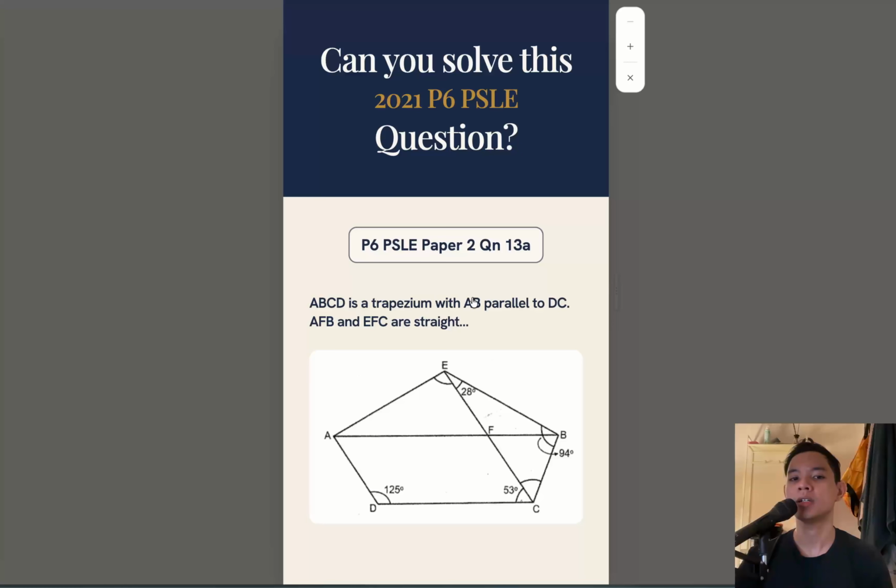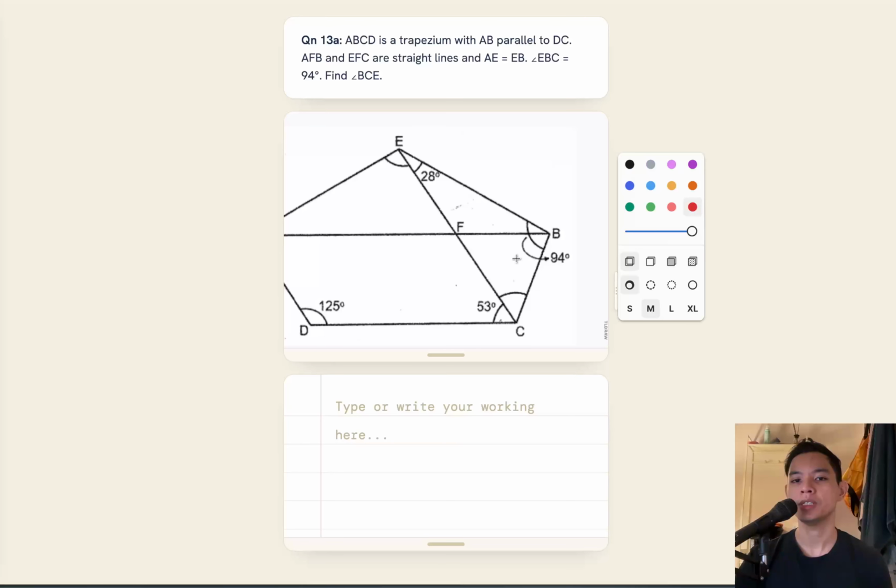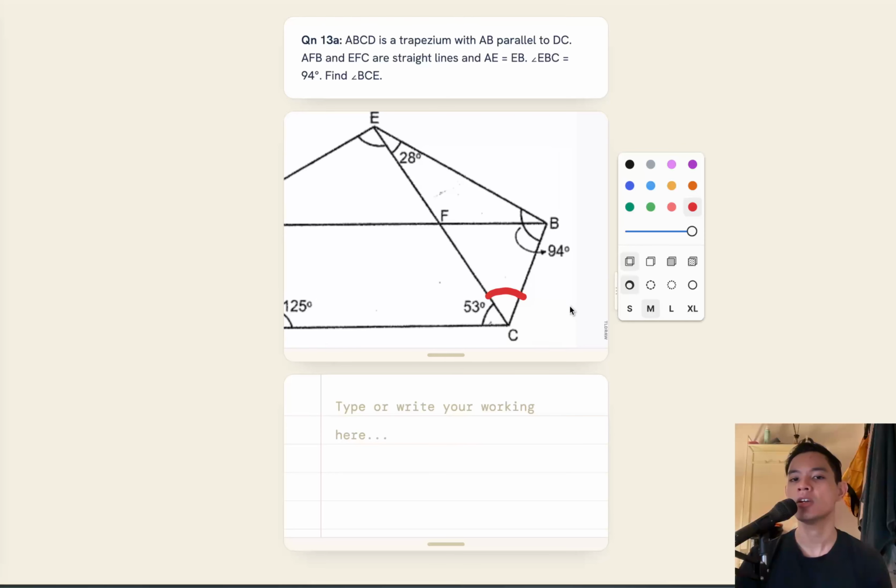Question 13 part A. ABCD is a trapezium with AB parallel to DC. AFB and EFC are straight lines, and AE is equal to EB. Angle EBC is 94 degrees. Find angle BCE. So angle BCE is this red angle over here. So how do you find this red angle?